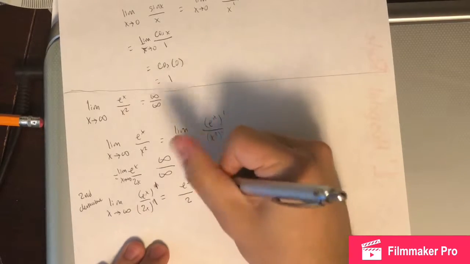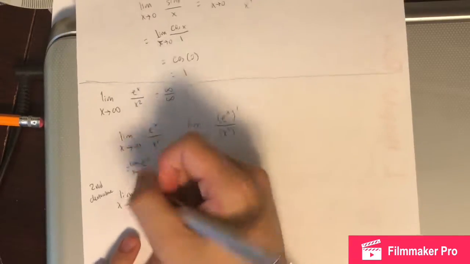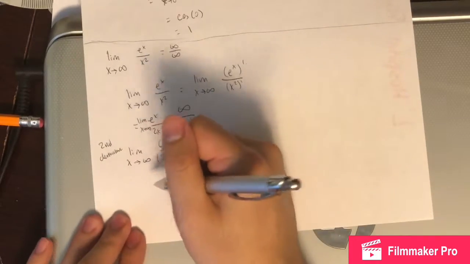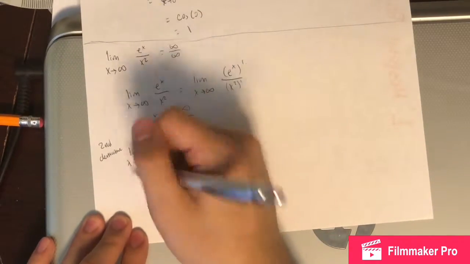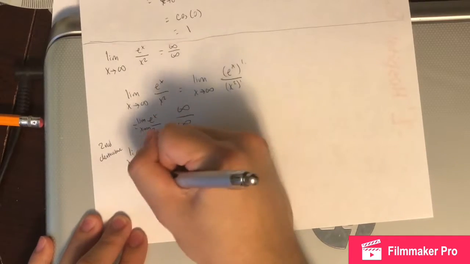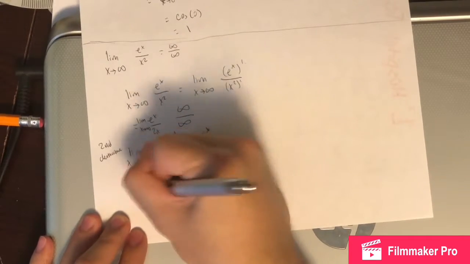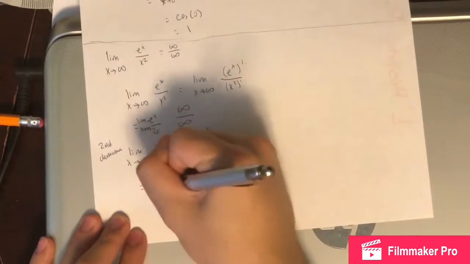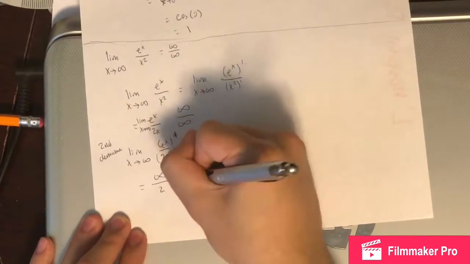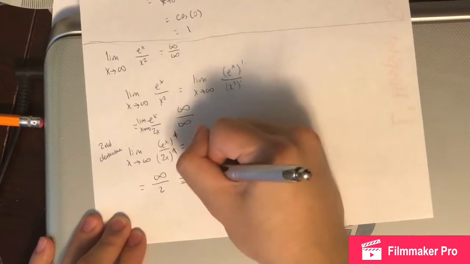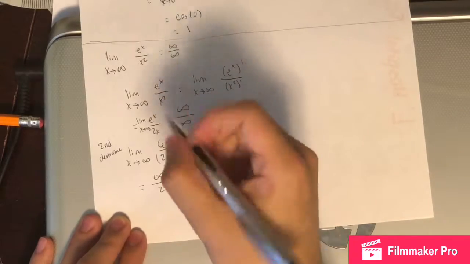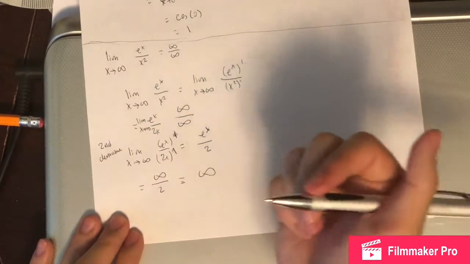And now we plug in infinity. So when you plug in infinity, it would be e to the power of infinity, which is infinity, over 2. And when infinity is over a number like 2, then it will be infinity. But if it's a negative number, then it's going to be negative infinity.